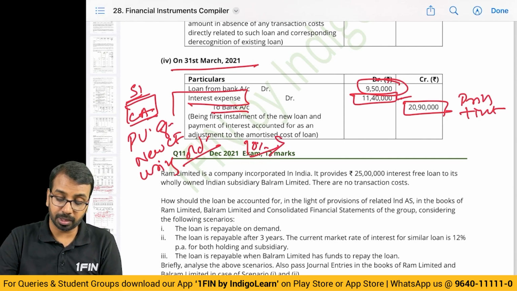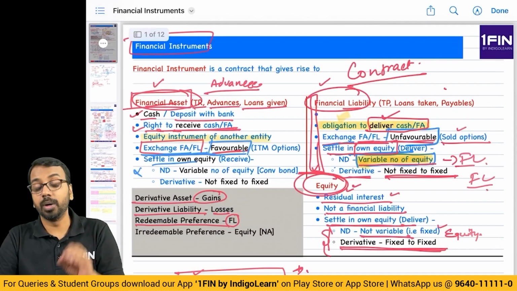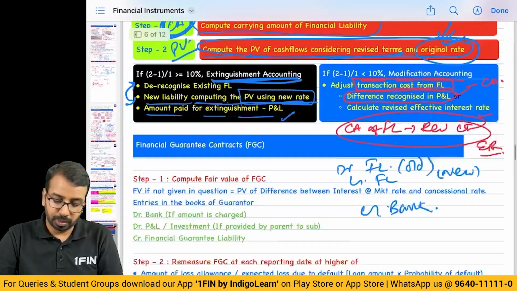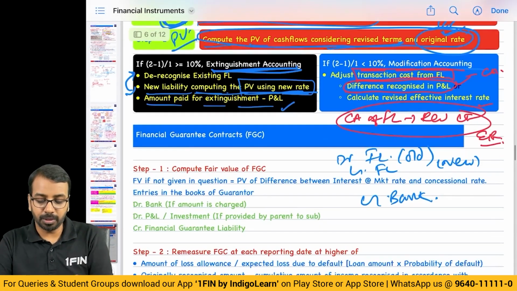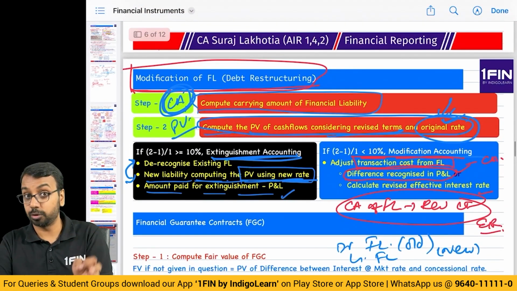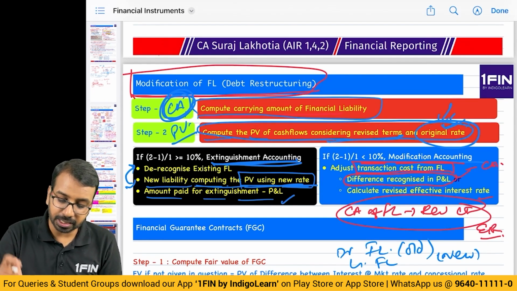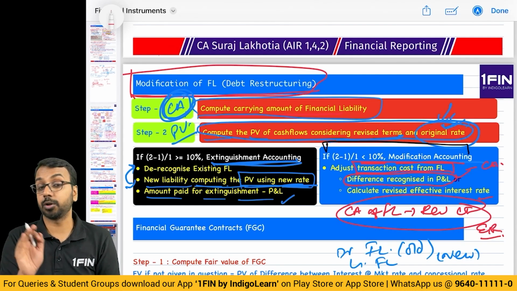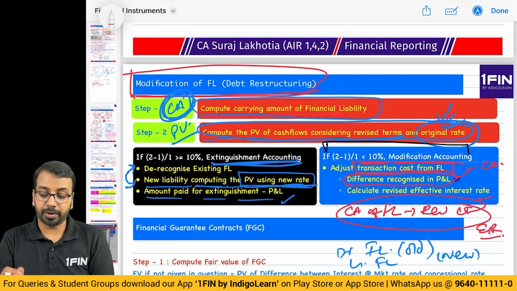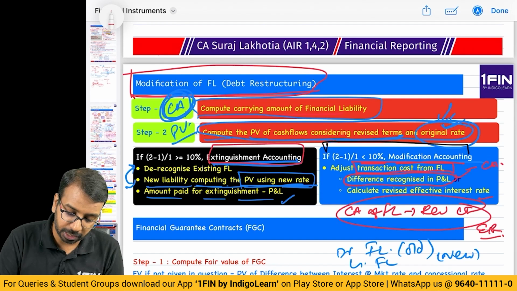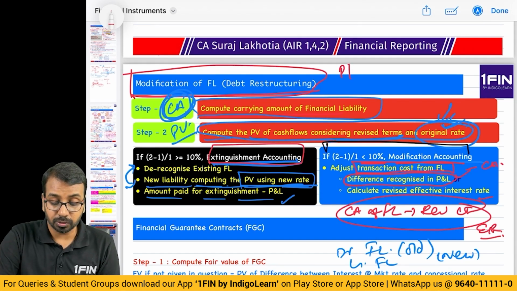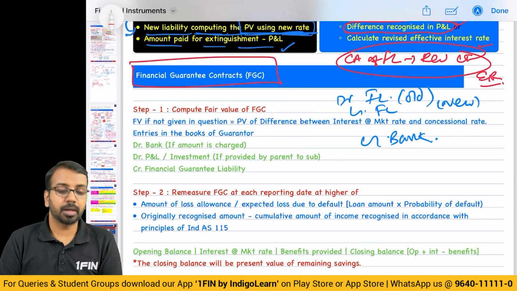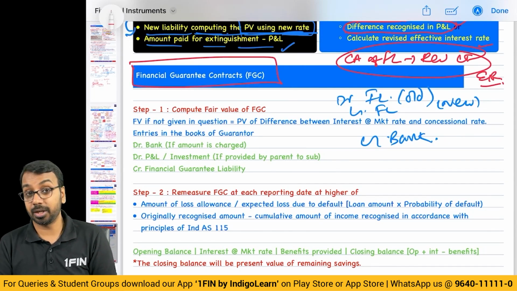Extinguishment accounting means what? You will de-recognize the existing liability, you will recognize the new liability, and the balance will be debited or credited to P&L. Now, as far as transaction cost is concerned, if it falls in the second category, then you will not transfer it to P&L, you will adjust it from the financial liability. If it falls under extinguishment accounting, if you have paid any transaction cost, that will also be debited to P&L. Alright. Now, another important topic which you need to be careful about is the financial guarantee contract, highly scoring.